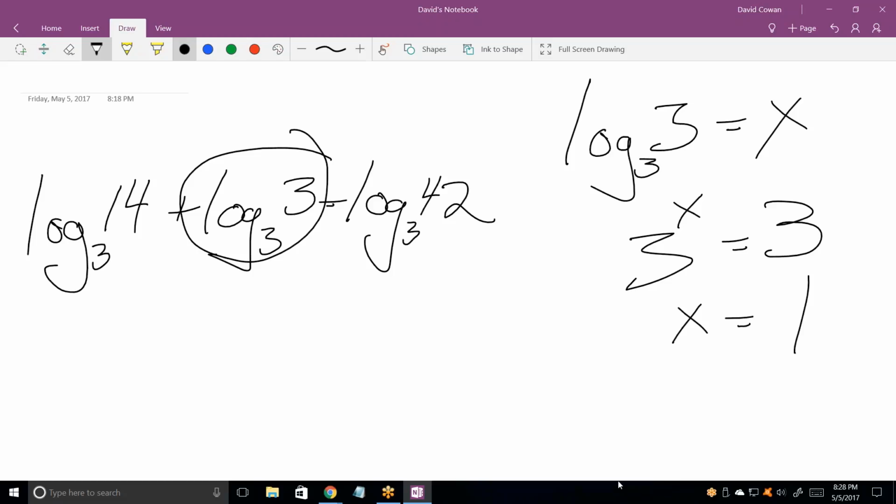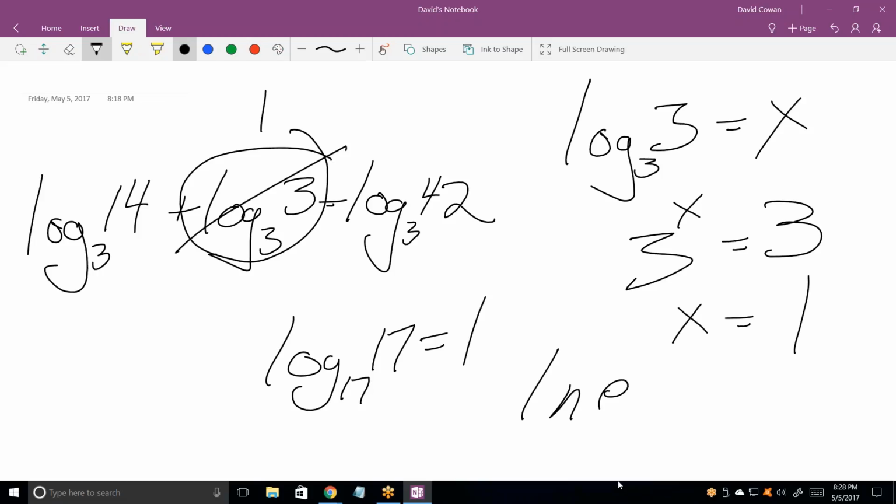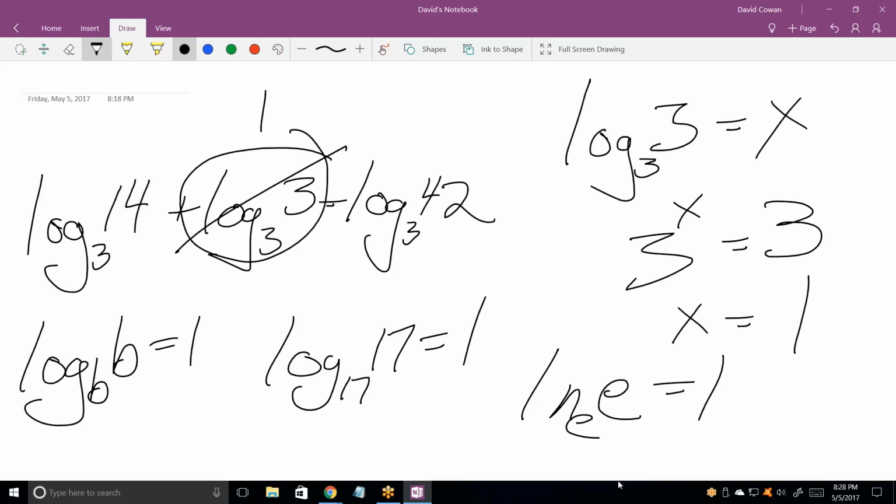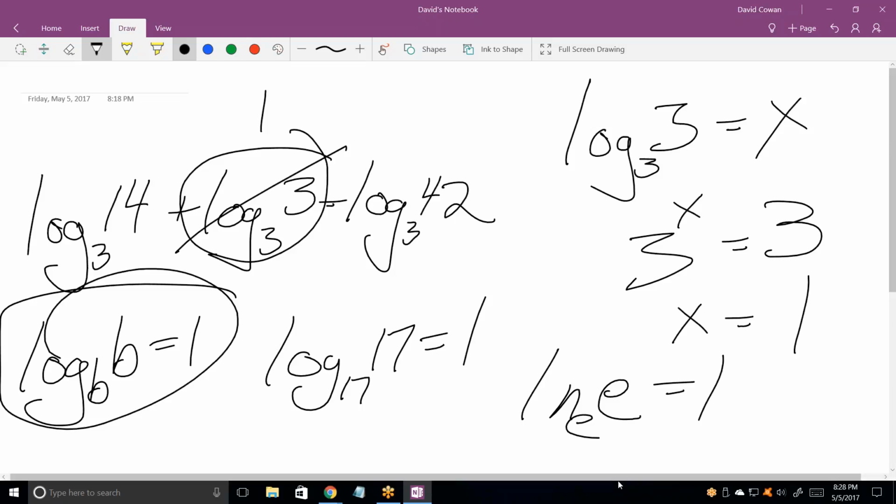So the log base 3 of 3 is 1. And in fact, the log base 17 of 17 is 1. The natural log of e is 1, because that's really log base e of e. So the general formula is the log base b of b is always equal to 1, by definition.